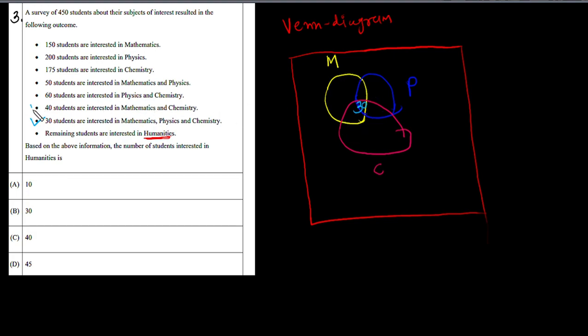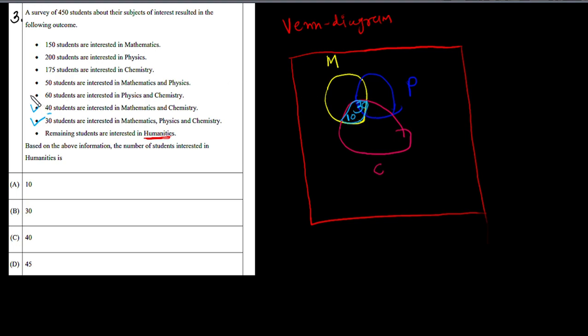So now let's move to this statement. This statement says 40 students are interested in mathematics and chemistry. So now here mathematics and chemistry represent this part, this one and this one. But we have already put the 30 students there and we have given 40 students which are interested in mathematics and chemistry. So I have to subtract 30 from this 40 to find the students who are only interested in mathematics and chemistry. So I can say 40 minus 30, so I have to put 10 here.